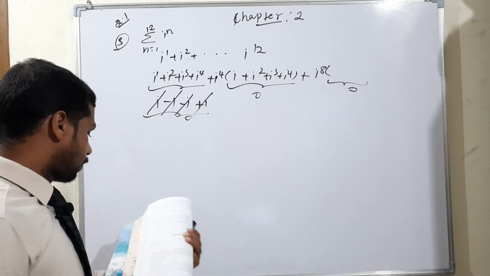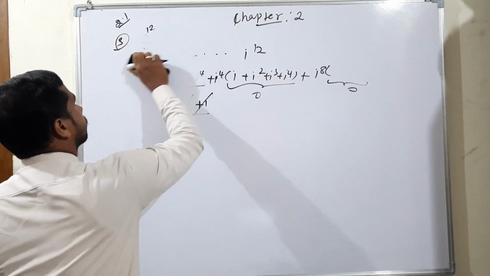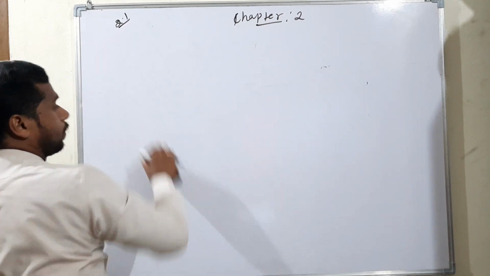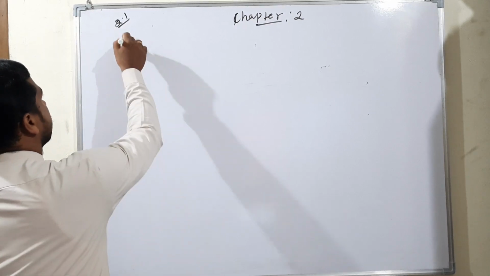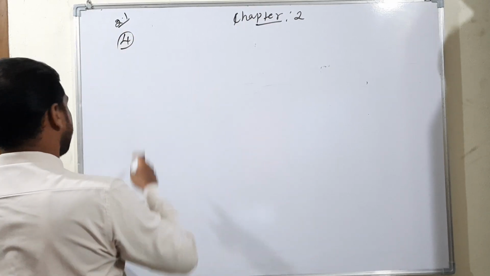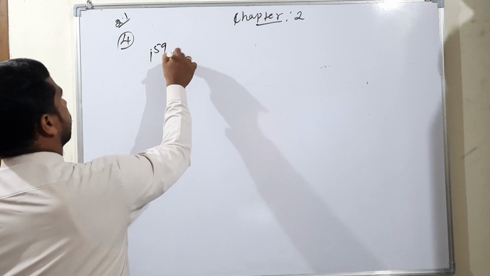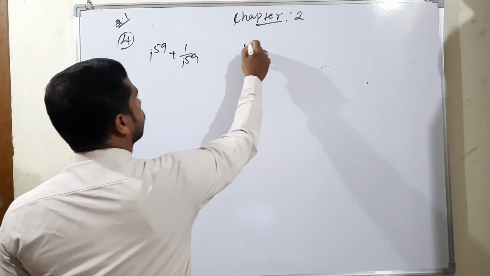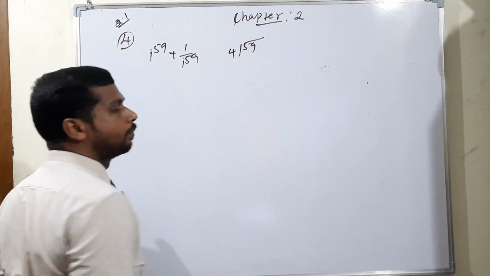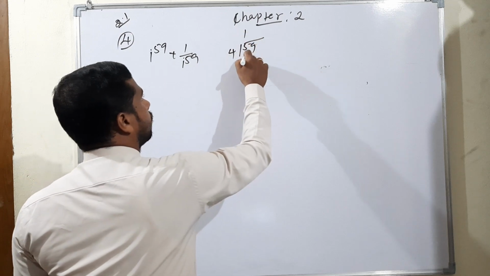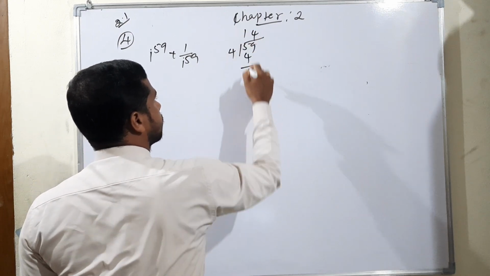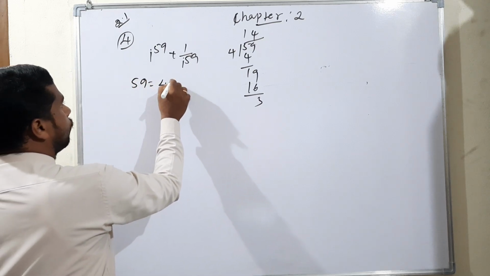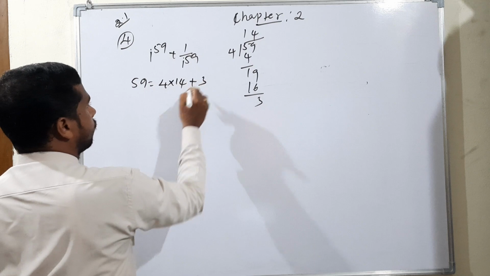So what is the answer for question number 4? Question number 4: i to the power 59 plus 1 by i to the power 59. First, what do we have to do? Divide 59 by 4. 4 ones are 4, 1 balance, then 9; 4 fours are 16, the remainder is 3. So 59 is 4 into 14 plus 3.